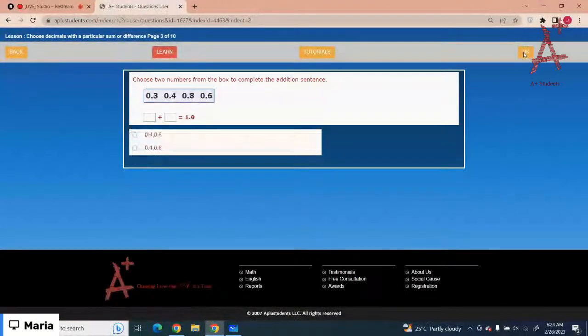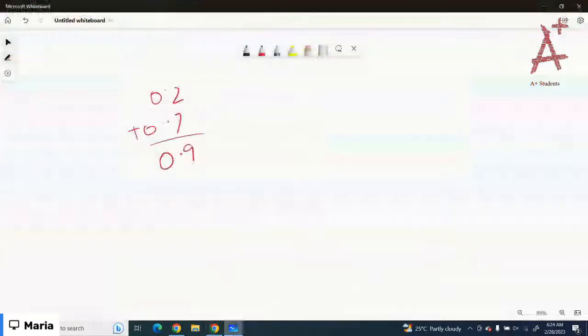Okay, choose two numbers to complete the addition sentence. Okay, which two numbers sum to 1? Which option is the correct one? Option 1 or option 2? Let's check option number 1, 0.4 plus 0.8. 8 and 4, 12, 2 and 1 carry, it would be 1.2. This isn't the correct option, got it?